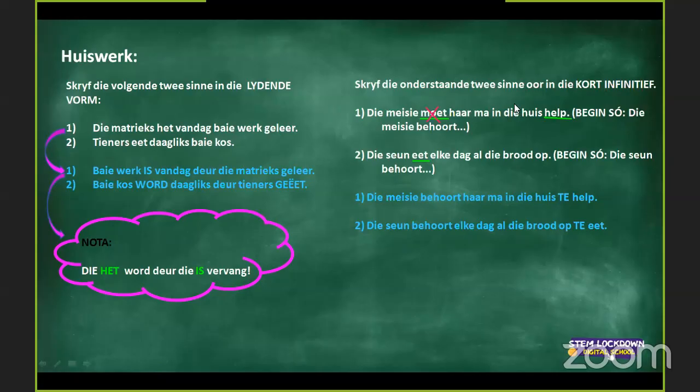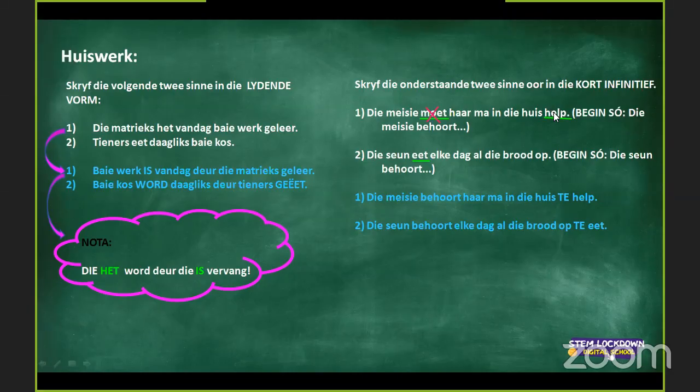I gave you 2 sentences on the short infinitive. So kom ons kyk. Die meisie moet haar ma in die huis help. So with all sentence related questions, I said, please underline or identify your verb. In hierdie geval, moet en help. Okay.